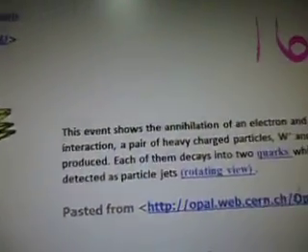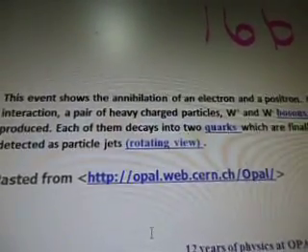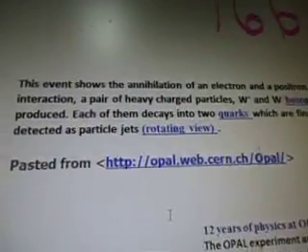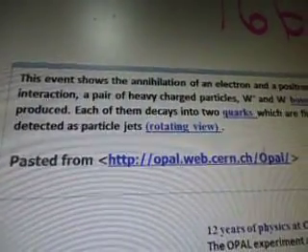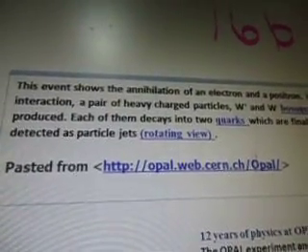This event shows the annihilation of an electron and a positron. In this interaction, a pair of heavy charged particles, W plus and W minus bosons, is produced. Each of them decays into 2 quarks, which are finally detectable as particle jets. Rotating view. I better go back up here before I get lost.